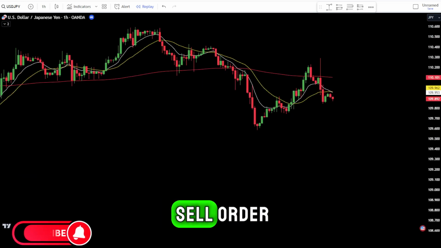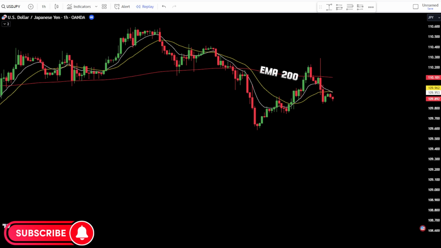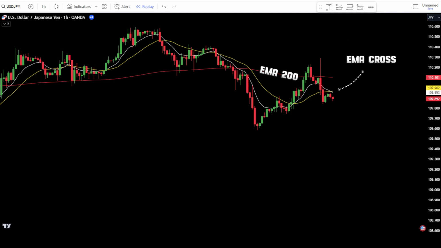How to place a sell order. 1. Ensure that the EMA 10 and WMA lines are below the EMA 200 line. Your main focus is to find the best point to place a sell order. 2. If the EMA 10 line crosses below the WMA line, or in other words, if the EMA 10 line is below the WMA line, it signals to place a sell entry.